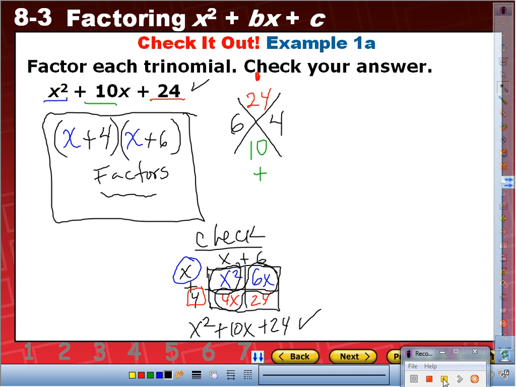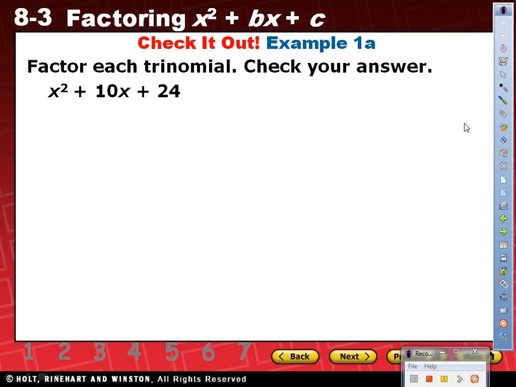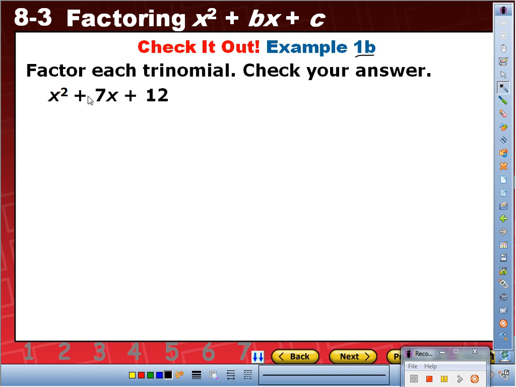Let's move on. Example 1b. Do this one by yourself. Here we go. X squared plus 7x plus 12. Factor that. You have 45 seconds. X squared plus 7x plus 12. Make sure you do the whole thing, and you check at the end. Example 1b, x squared plus 7x plus 12.